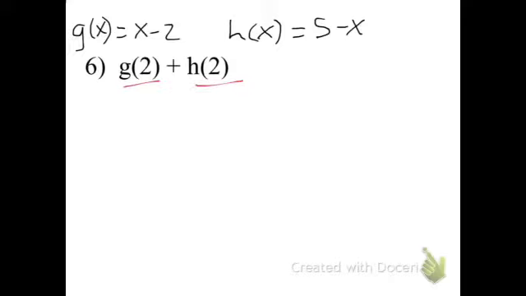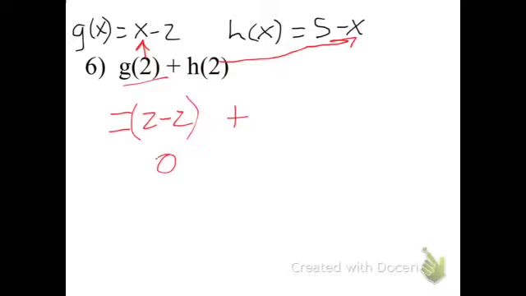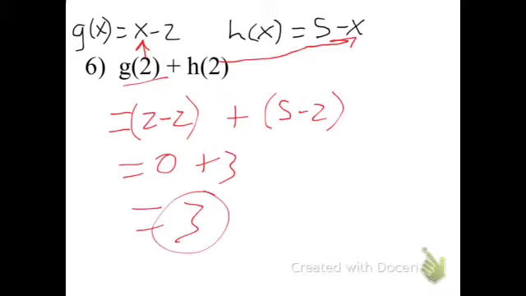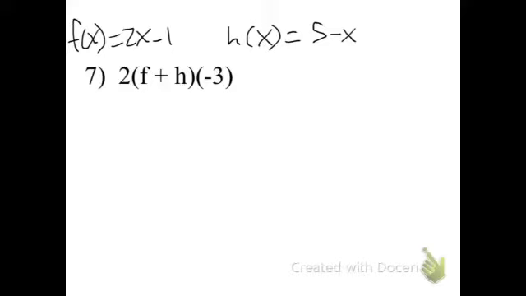Moving on to 6. Again, you need to evaluate g at 2 and h at 2. We'll take 2, plug it in, take 2, plug it in. So g of 2 is just going to be 2 minus 2, which is 0, by the way. And then h of 2 is going to be 5 minus 2, which is just 3. So you've got an answer of 3. You notice 3 is showing up a lot on these.